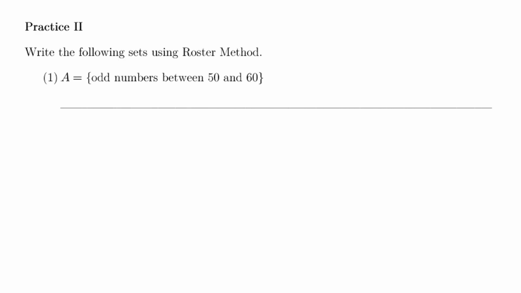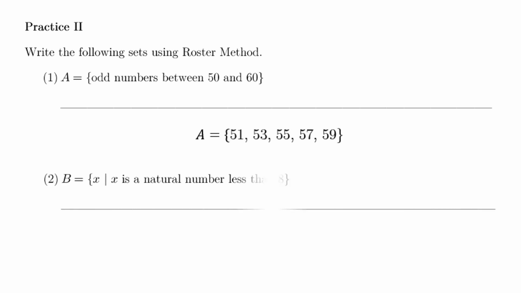So we have here set A is the set of all odd numbers between 50 and 60. So odd numbers, we have 51, 53, 55, 57, 59. Then we have set B, set of all x such that x is a natural number. Again, natural numbers, those we use in counting, less than 8. That is 1, 2, 3, 4, 5, 6, 7. Okay, so this is roster method.